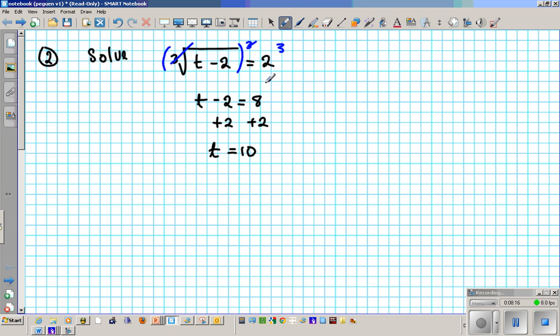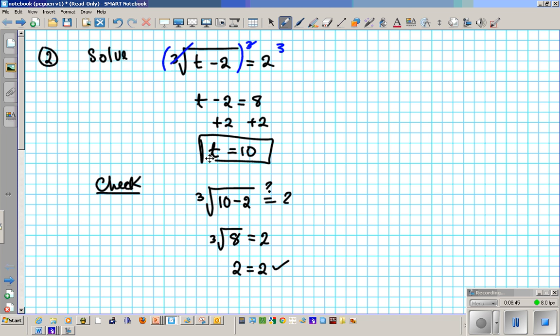Extraneous solutions are introduced only when you raise to an even power, that's when you have a possibility of an extraneous solution. But let's just check to make sure our answer is correct. So let's do a real quick check. Is the cube root of 10 minus 2 equal to 2? Is the cube root of 8 equal to 2? The cube root of 8 is definitely 2. Is 2 equal to 2? Yes. So our answer is correct. T equals 10. Alright, so that's how you solve a situation like this.